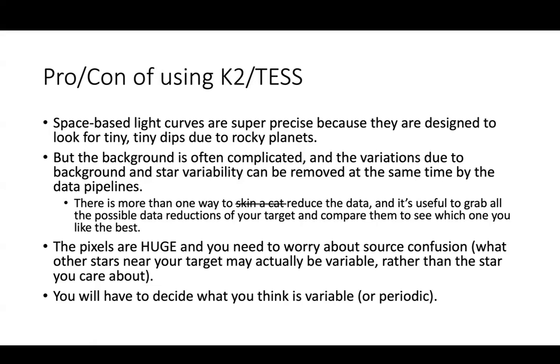And for K2, the pixels are big, and for TESS, the pixels are enormous. You need to worry about source confusion. By that, I mean you may care about your target, but there may be other brighter targets nearby. When you pull the light curve from K2 or TESS, the variations that you're seeing may actually come from that other nearby star, not the star you care about. So you have to worry about that source confusion. Here again, you often have to decide what you think is variable or periodic based on the light curves that you have, and source confusion is usually the limiting factor here.